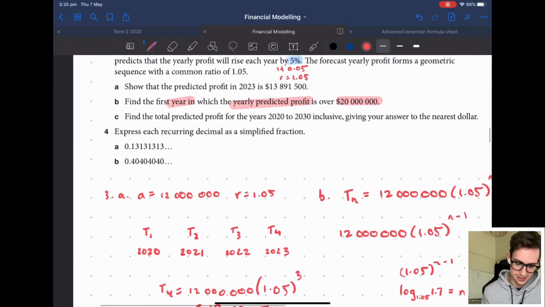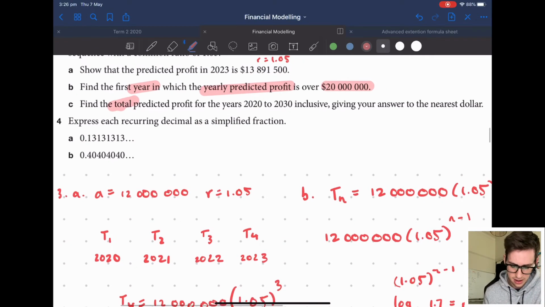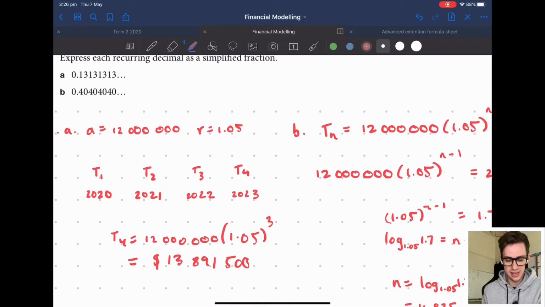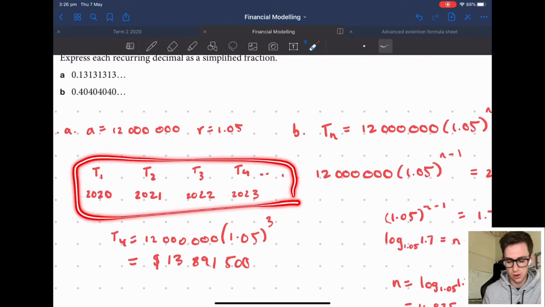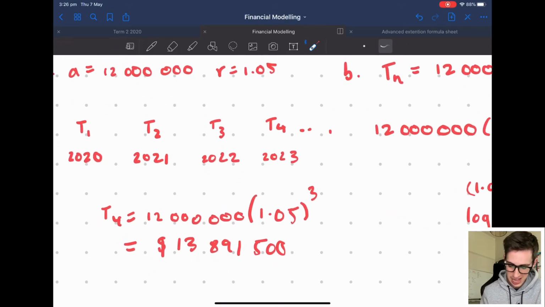All right, so part C. Now we're finding the total. Total is a key term that tells us we're going to be using sum for the years 2020 to 2030, giving your answer to the nearest dollar. Okay, so in the same way that I set up this little pattern back here at the start, because I need this for myself. I cannot do these questions without it.